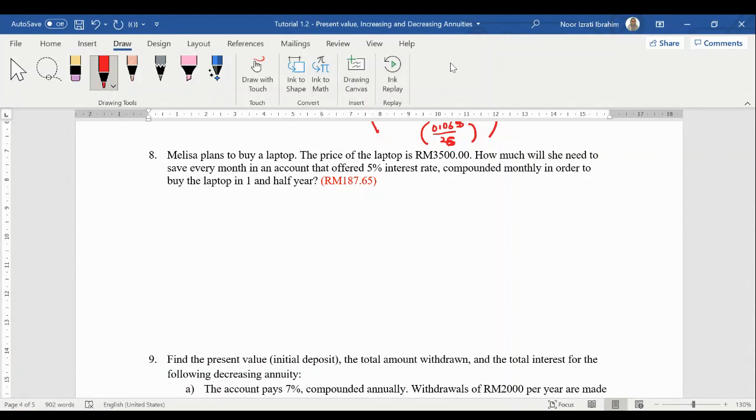Laptop price will be the balance at the end of the saving. So laptop price is the A, 3,500. R, 5%. Compounded monthly, M equals 12. And the saving is made in 1.5 years, meaning 1 year, 6 months, or 1.5 years.